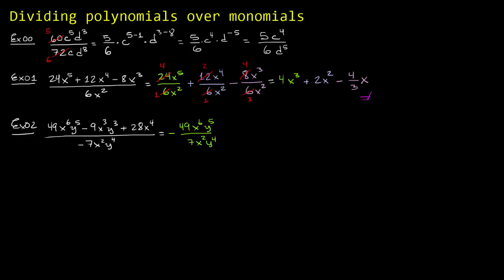And then will come the next guy. We got a negative over a negative, so that will make at the end a positive. So that would be then 9 times x to the 3rd y to the 3rd over 7 times x squared y to the 4th. And now we proceed with the last guy. It will be a positive over a negative. That will make, of course, a negative. So it will be minus 28 times x to the 4th over 7 times x squared y to the 4th.